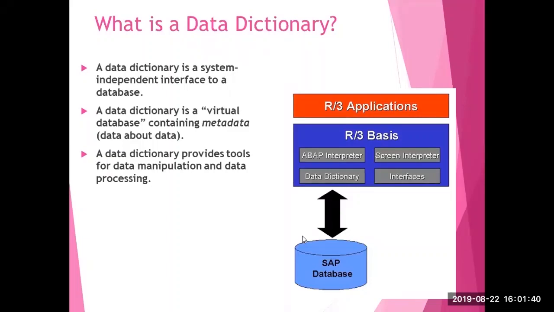From the SAP application level itself, if you want to create a table, you can create it. If you want to create new entries in the table, you can do that through SE11 itself. It is about metadata, data about data. Any database majorly has tables, and a collection of tables is nothing but a database. Here too, we manipulate the data from the application level through the data dictionary. What is the T code for the data dictionary? We have seen that already: SE11 is the T code for the data dictionary.